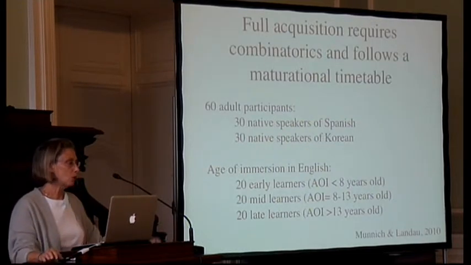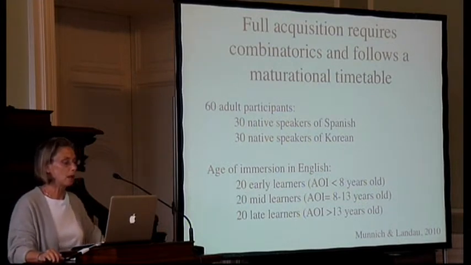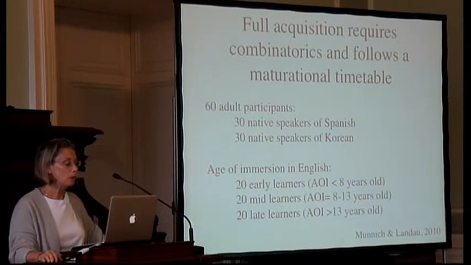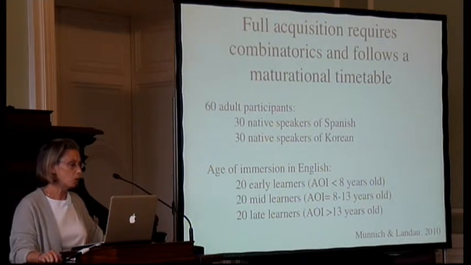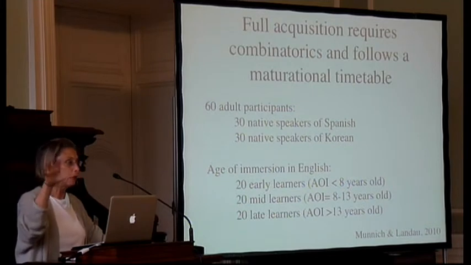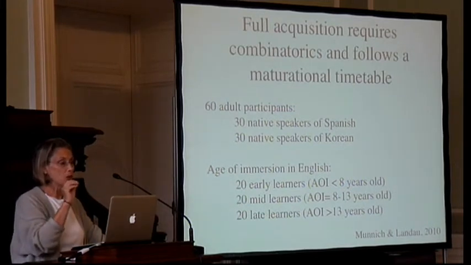The study that I want to just really briefly tell you about is one that was carried out by Ed Munich and I a couple of years ago. We published it in Language Learning and Development. And we tested 60 adult participants, 30 native speakers of Spanish and 30 of Korean, and they were all tested on English spatial prepositions.